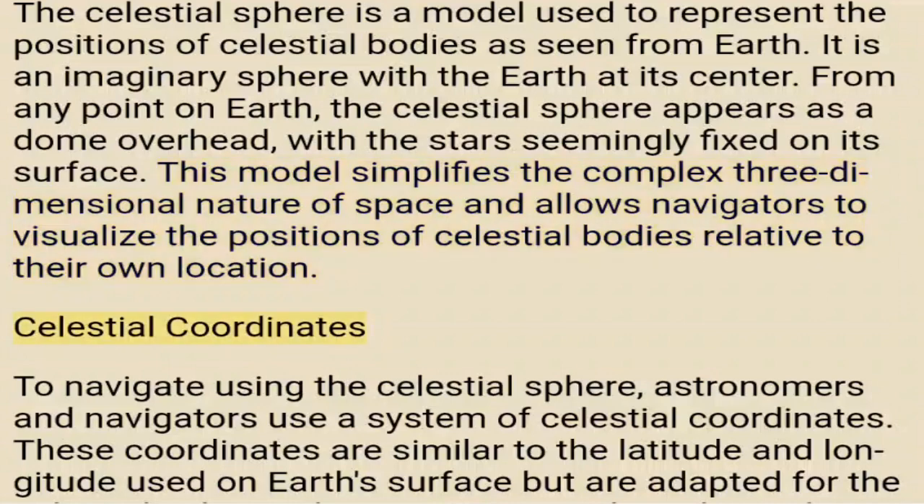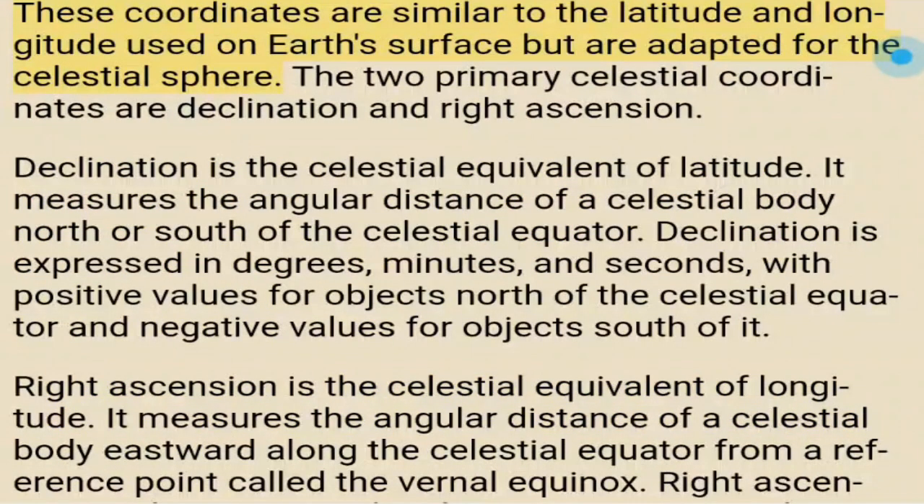Celestial coordinates. To navigate using the celestial sphere, astronomers and navigators use a system of celestial coordinates. These coordinates are similar to the latitude and longitude used on Earth's surface but are adapted for the celestial sphere. The two primary celestial coordinates are declination and right ascension. Declination is the celestial equivalent of latitude. It measures the angular distance of a celestial body north or south of the celestial equator.